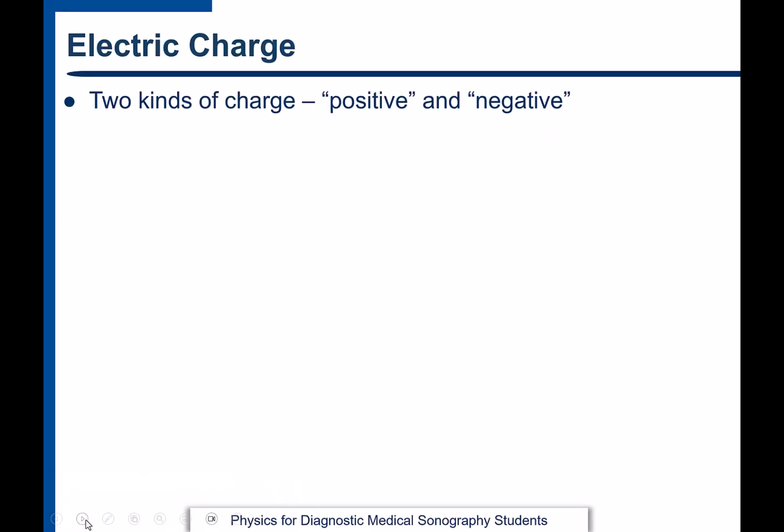So I'm sure you're all familiar with this concept that there are two kinds of charge, positive and negative. It's actually interesting. The person who named charges positive and negative was Ben Franklin. If you've ever heard about those experiments of Ben Franklin flying a kite in a lightning storm, he actually did a lot of early study on electricity.